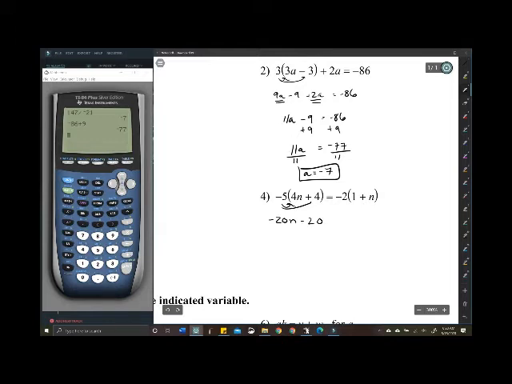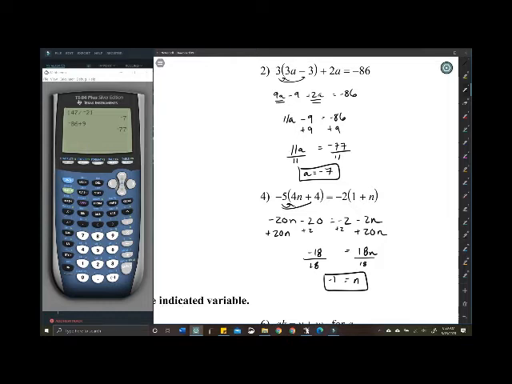And last one for these examples, negative 20n minus 20 is equal to negative 2 minus 2n. What do you think we should do next? Well, I personally am going to add 20n. That's just going to make my n's positive. Again, you might have subtracted 2. It's okay. I'm also going to add 2 to the negative 20 to make it negative 18. Then when I divide, I get n is equal to negative 1. No matter which way you do it, you should get the same answer. So had you instead added 2 and gone from there, you would get the same result.